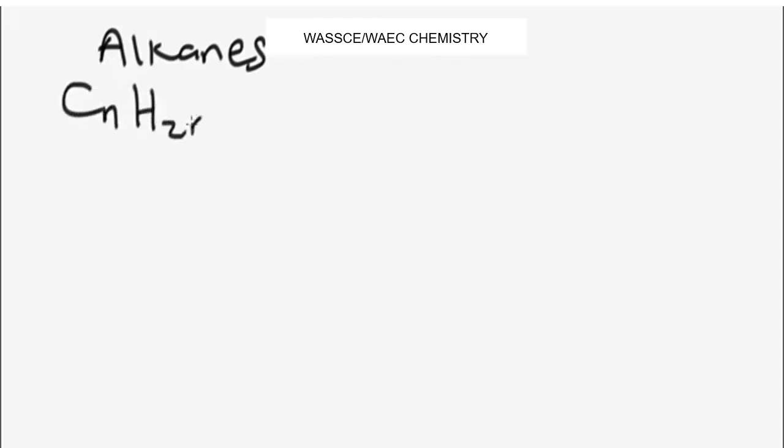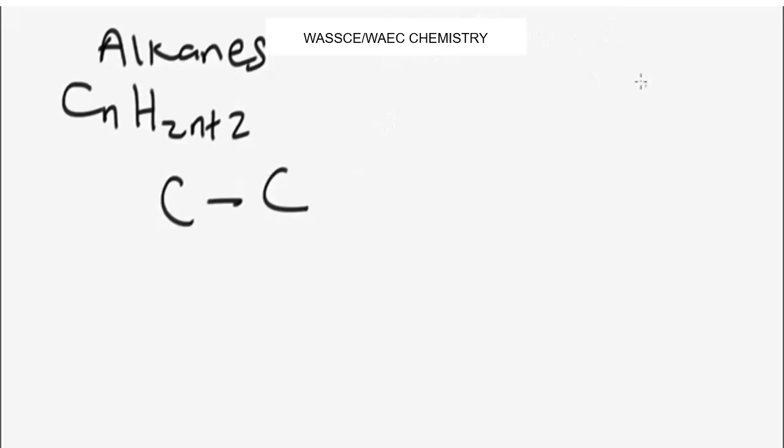So we are now looking at alkanes. Now note that alkanes have the general formula CnH2n plus 2, and alkanes are saturated hydrocarbons. They have a single carbon-carbon bond in their structure. So they have a single bond in their structure.